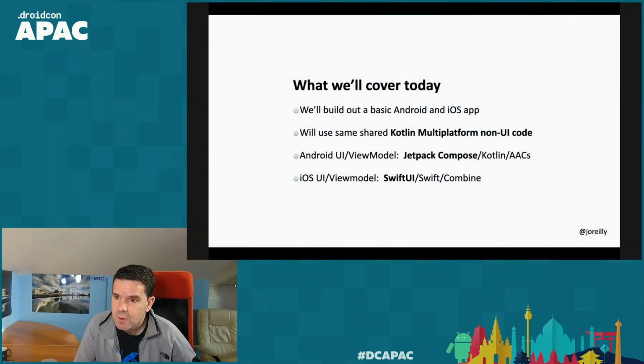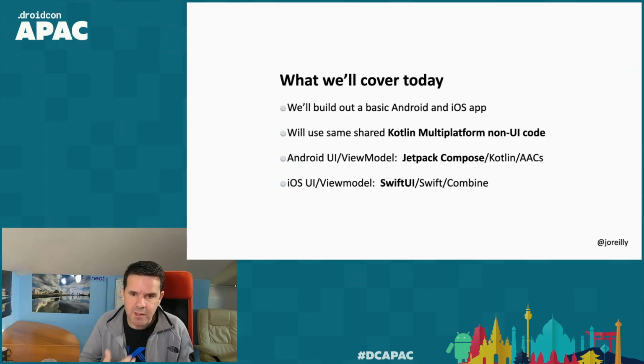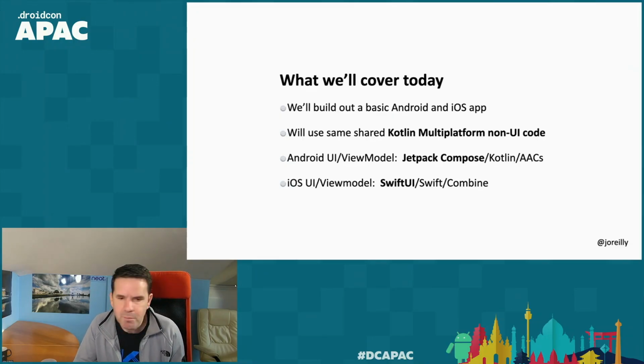And the plan today is that we're going to demonstrate the building out of a basic Android and iOS app that uses the same shared Kotlin Multiplatform non-UI code and uses declarative UI frameworks, specifically Jetpack Compose on Android and SwiftUI on iOS for the UI. And the idea here is that for the UI development, we're using the best of breed technologies available to us on our platform, using the best IDEs, frameworks, libraries, and then obviously using Kotlin Multiplatform for the shared code.